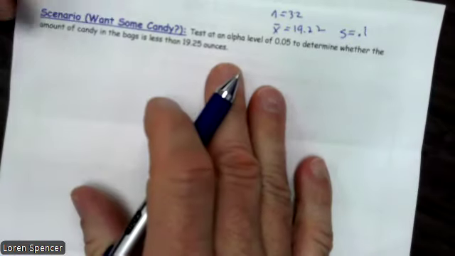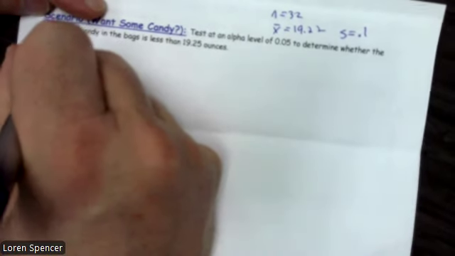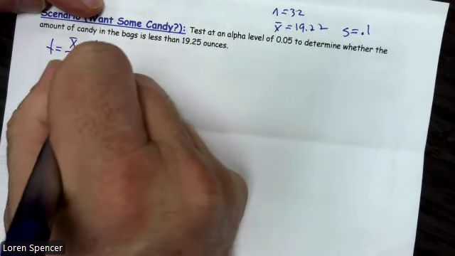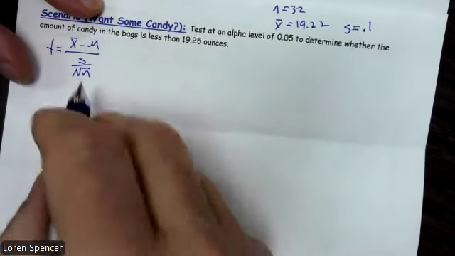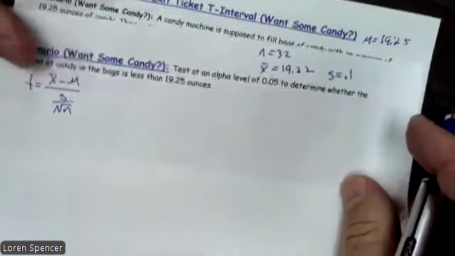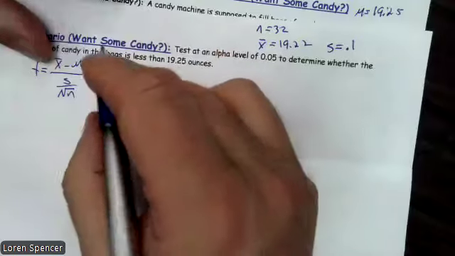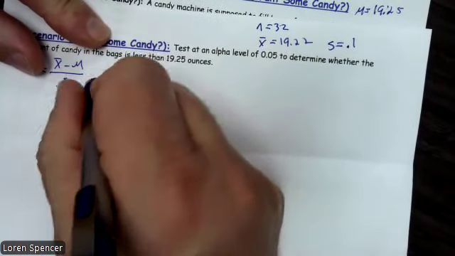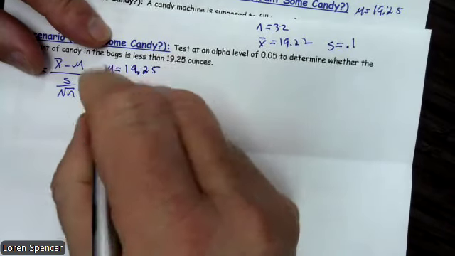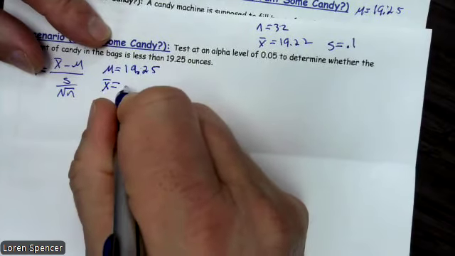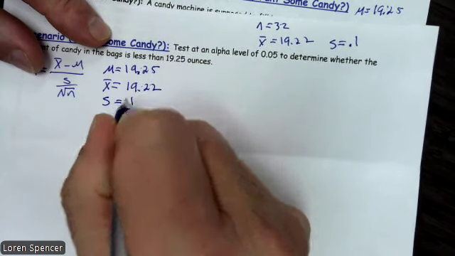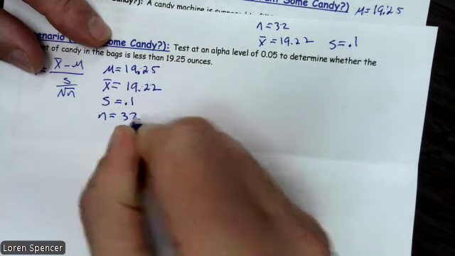The formula for a t-test: t equals x bar minus mu, over s divided by the square root of n. Immediately I sit there and go, well, what do I have? I know that they claimed that it had to have 19.25 ounces. So I'm going to go ahead and note that down. Mu equals 19.25. My x bar, the sample mean, was 19.22. The sample standard deviation was 0.1, and my sample size was 32.